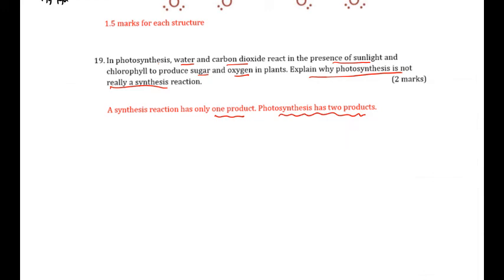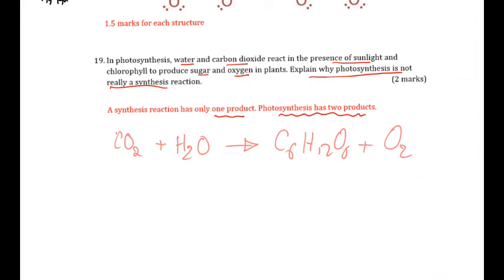Let's write the equation for photosynthesis. If you remember it, it's carbon dioxide reacts with water to produce sugar, glucose, C6H12O6 plus O2. Of course, you will not be asked in the exam to write the equation. It's just a reminder for you. 6CO2, 6H2O, and give here 6O2.